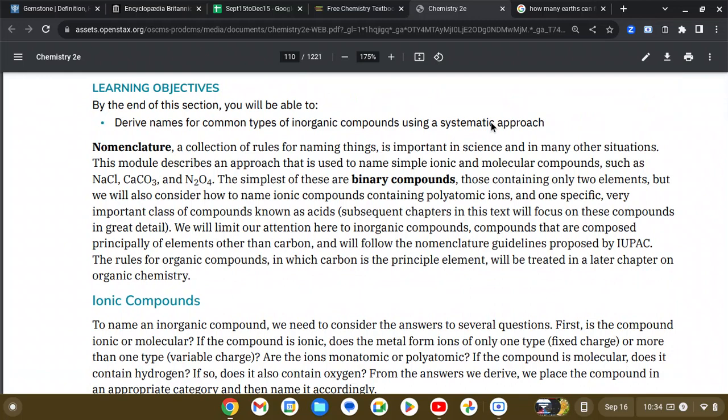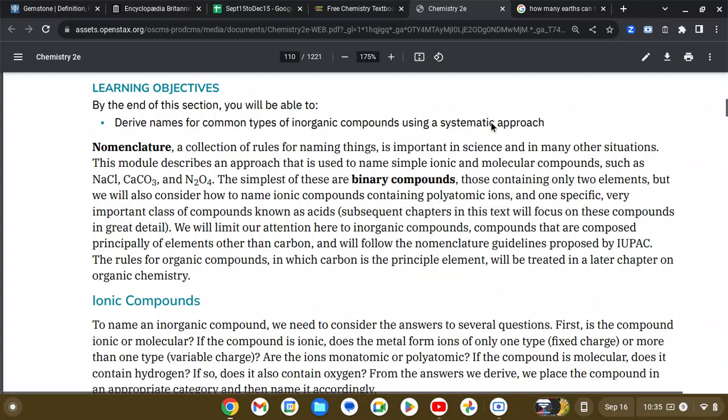But we also consider how to name ionic compounds containing polyatomic ions, and one specific, very important class of compounds known as acids. Subsequent chapters in this text will focus on these compounds in great detail. We will limit our attention here to inorganic compounds, compounds that are composed principally of elements other than carbon, and will follow the nomenclature guidelines proposed by IUPAC. The rules for organic compounds, in which carbon is the principal element, will be treated in a later chapter on organic chemistry.